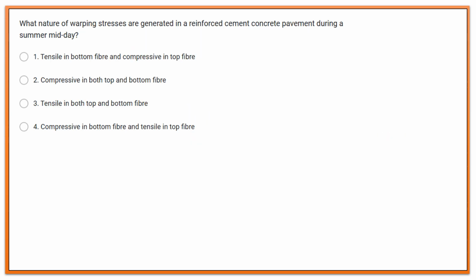The next question, question number 5. What nature of warping stresses are generated in a reinforced cement concrete pavement during a summer day? So during a summer day, the warping stresses generated in the reinforced cement concrete pavements are, first, in the bottom fiber, the tensile stresses are generated. And in the top fibers, the compression stresses are generated. So here the first option is correct. Tensile in bottom fiber and compression in the top fiber.